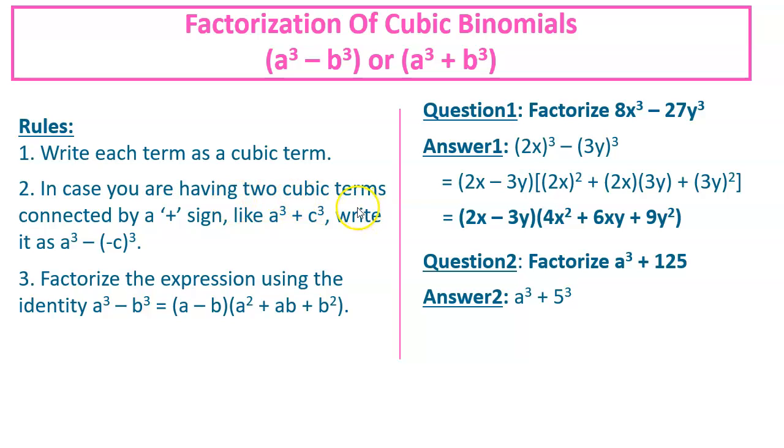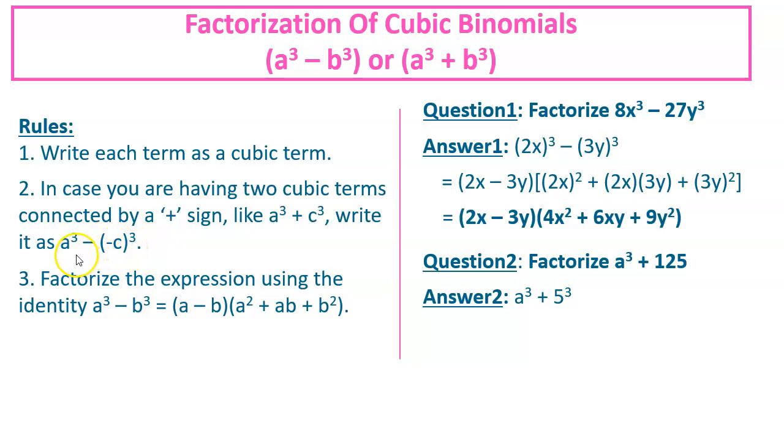And now the two cubic terms a^3 and 5^3 are connected by this plus sign. So it is of the form a^3 plus c^3, where c is equal to 5. And you have to write it as (a^3 minus c)^3, because this identity connects the two terms by the negative sign. You have a negative sign in between the two terms. So although the question contains a positive sign, you have to change it to a negative sign.